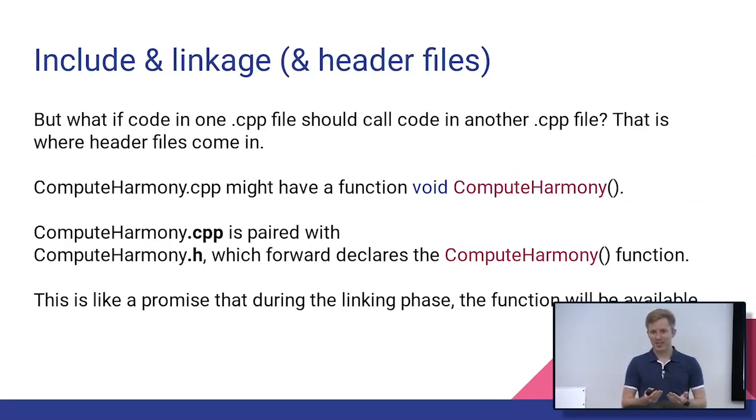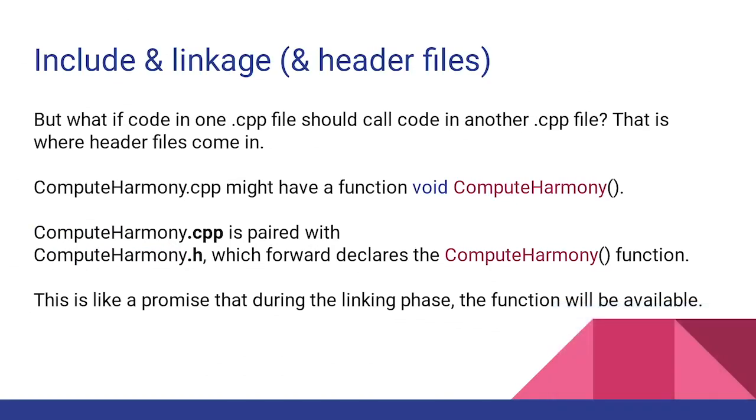So I mentioned that if you have two separate code files, you probably want to use functions from the other one or the class from the other one. So the way that works is you'll have, for example, computeharmony.cpp, and you pair it with computeharmony.h. That's the header file for the actual translation unit. And in the header file, you're going to be doing forward declares of what you want to expose.